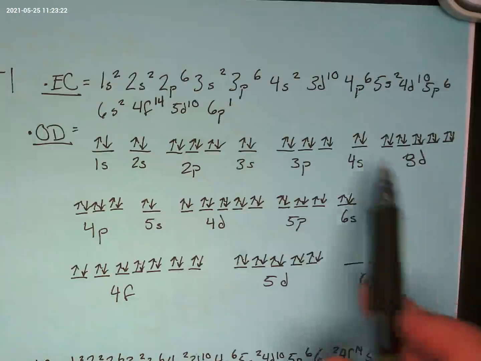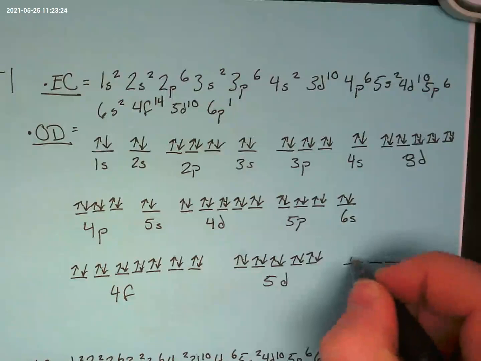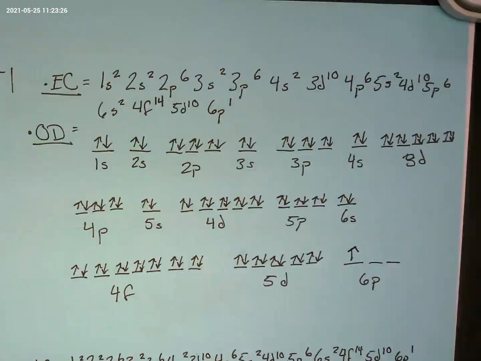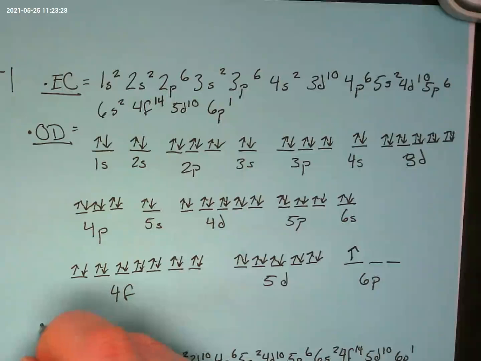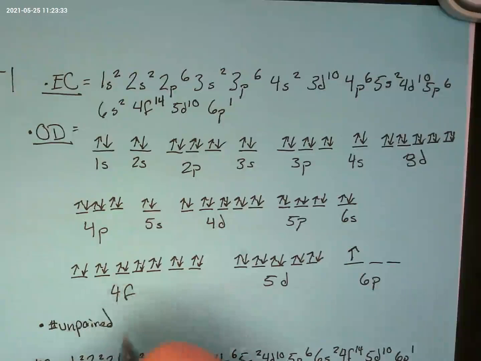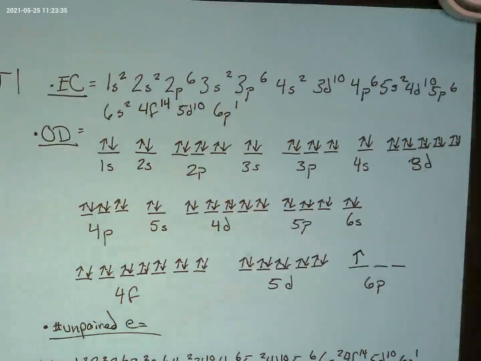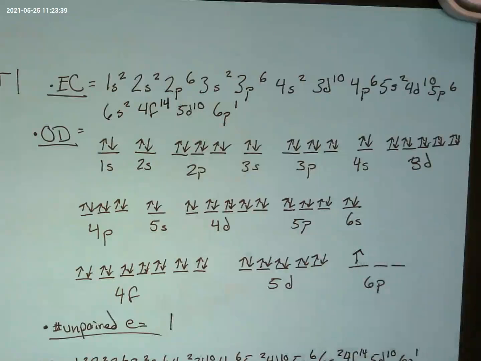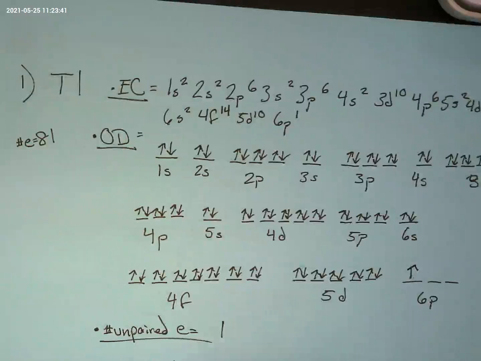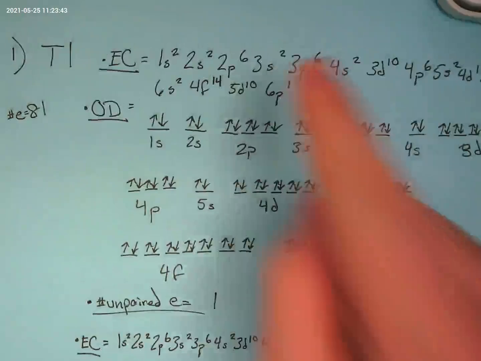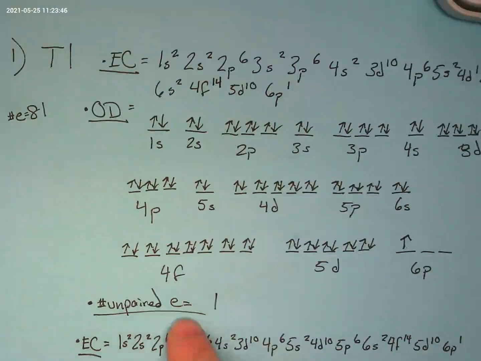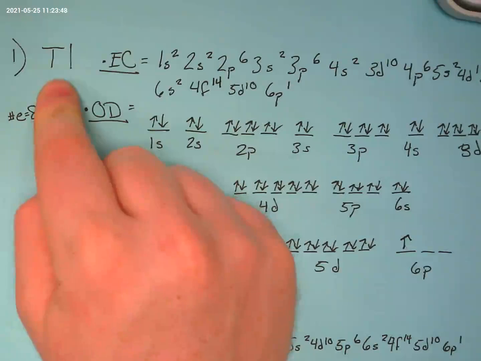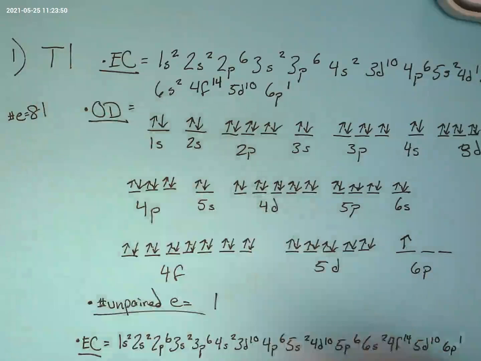Then 6p, it's 6p1, so there's only going to be one electron on 6p, and so for the number of unpaired electrons, just one, just this guy right here. And that right there is the electron configuration, the orbital diagram, and the number of unpaired electrons, all for the neutrally charged element thallium.